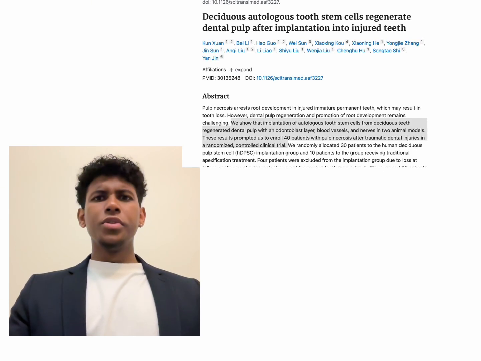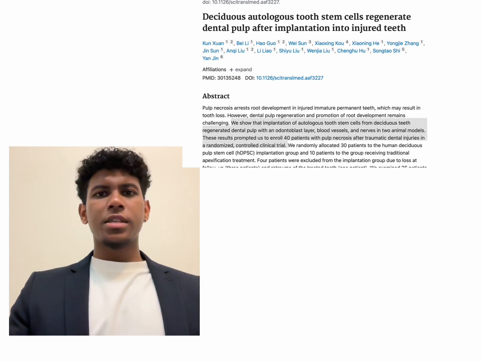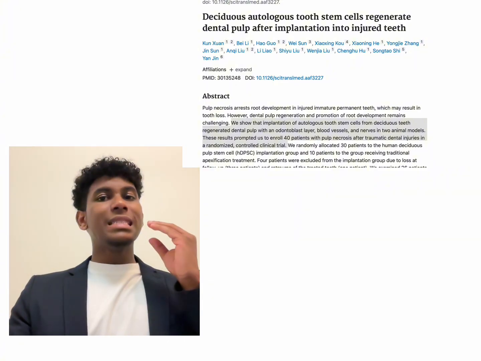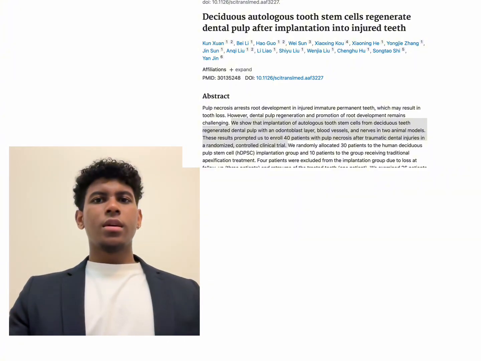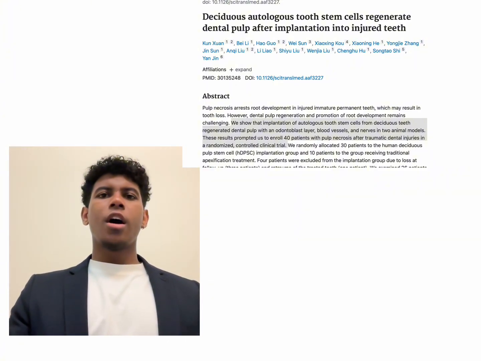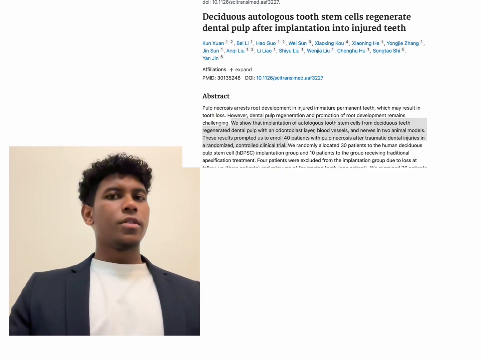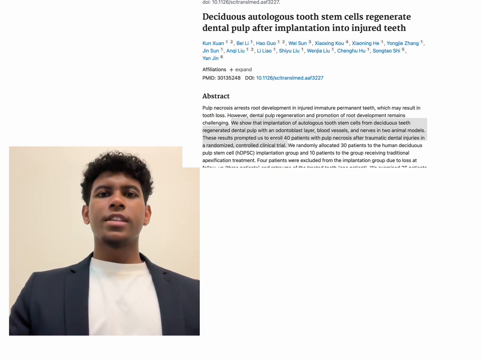The study recruited 40 pediatric patients where they used their own baby teeth. They collected stem cells from them and then, of course, restored their broken tooth. The study was a success.